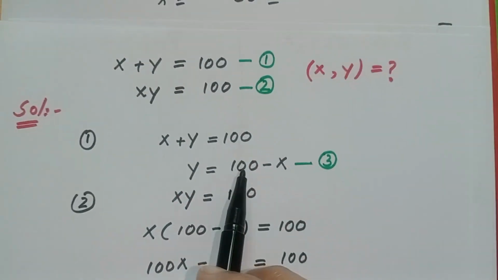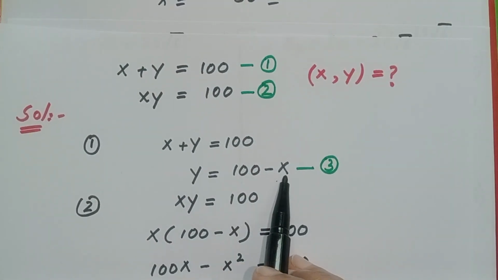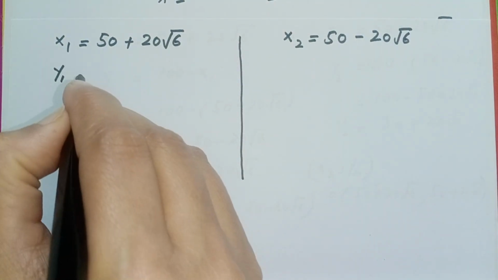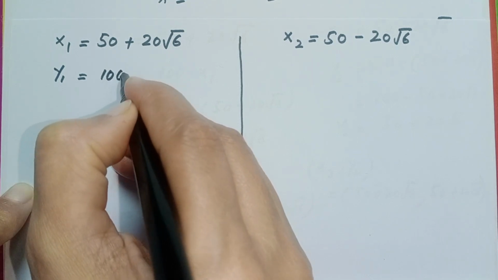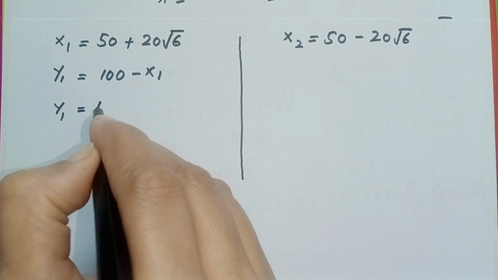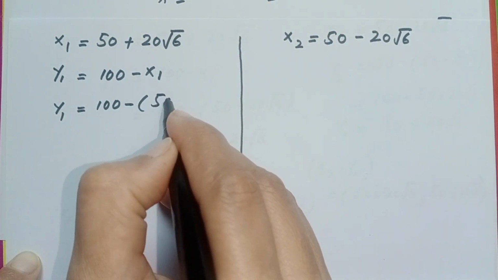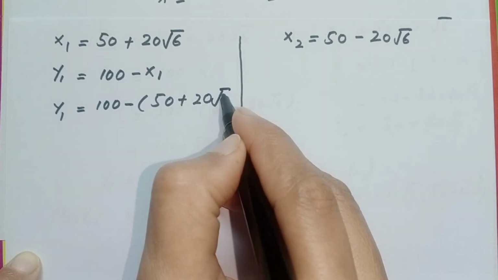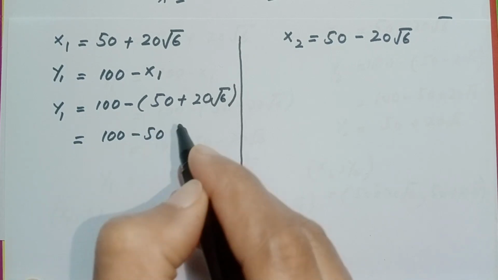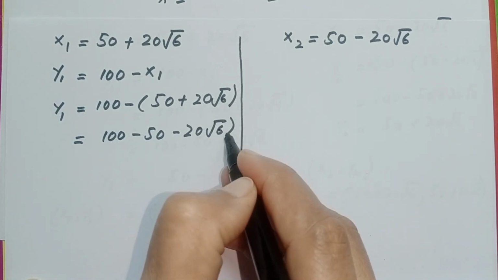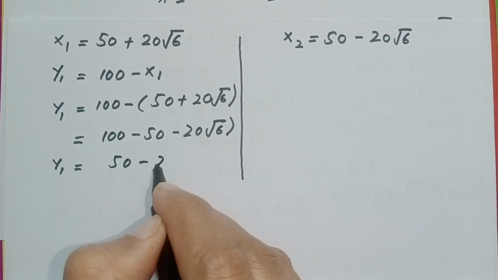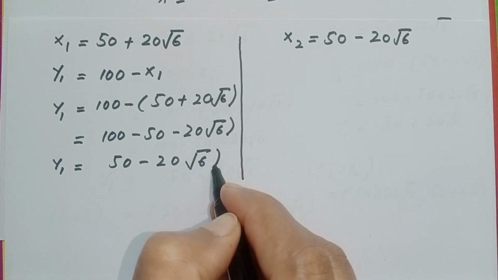So we will use the equation 3. Y is equal to 100 minus x. So we will use this equation to find out the value of y. Y1 is equal to 100 minus x. It is x1 because we are going to use the value of x1. Y1 is equal to 100 minus, plug in the value of x1, 50 plus 20 square root 6. So 100 minus 50 plus minus will give minus 20 times square root 6. So here we have y1, 100 minus 50 will give 50 minus 20 times square root 6. So no parenthesis.